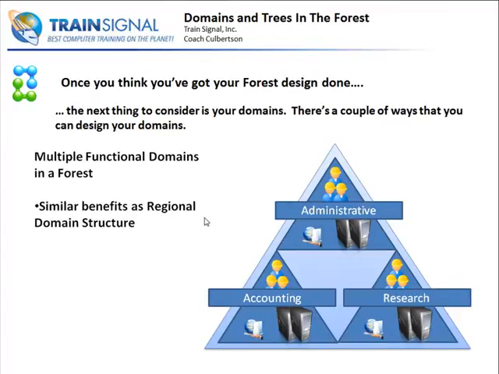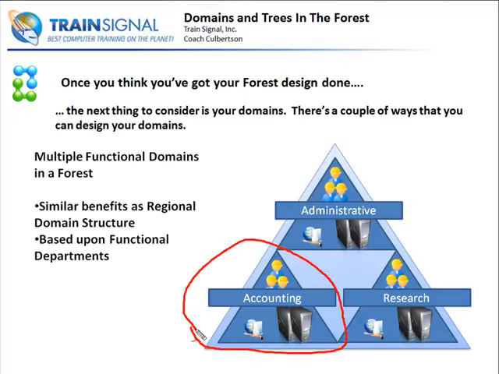And when we're talking about functional domains, you have similar benefits as a regional domain structure, in which you can have multiple network staff administrating in the different departments. You also get the advantage of reducing your replication traffic, but it's really based upon your functional departments in your corporation, in your organization. Now, the reason why you might want to make this a reality is to essentially allow for more administrative flexibility in terms of having different requirements for the different departments.